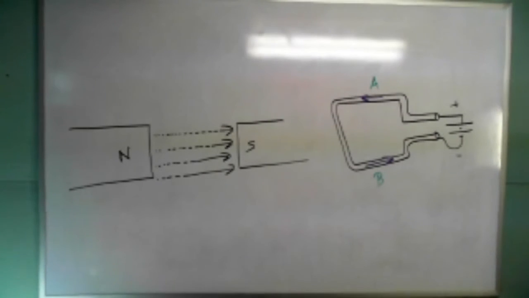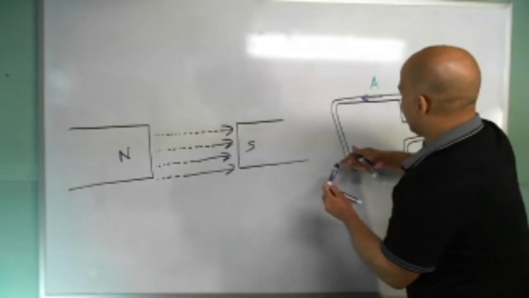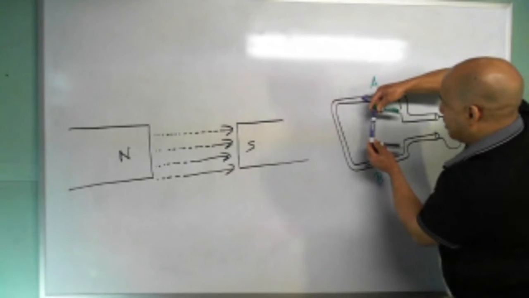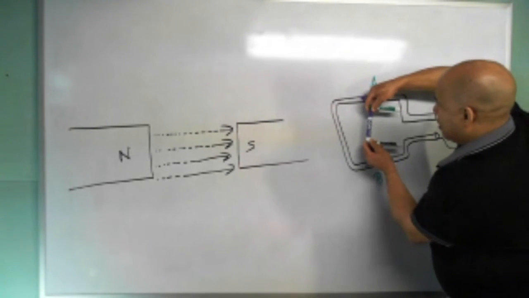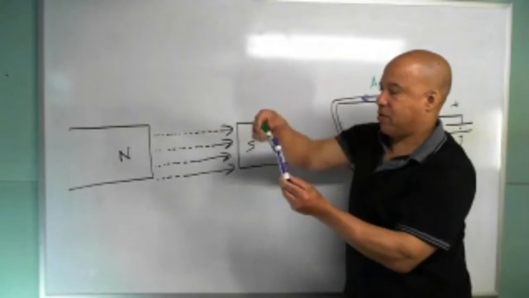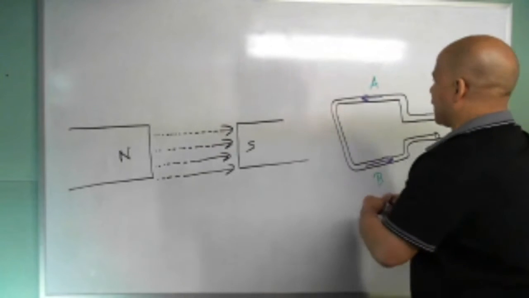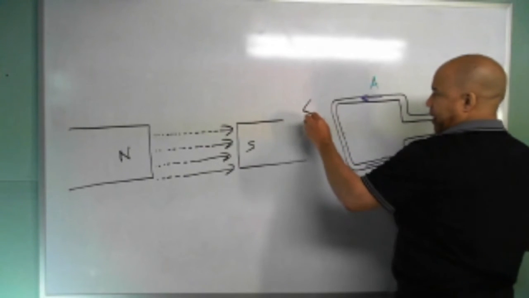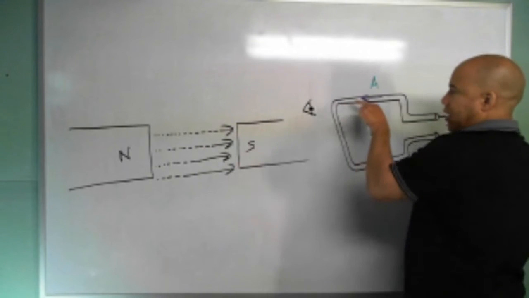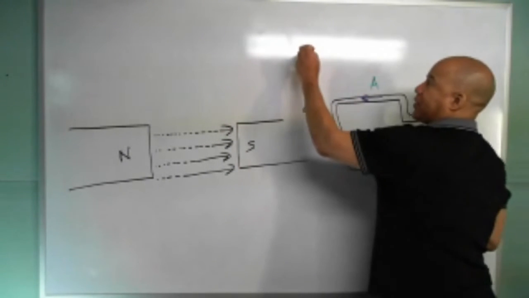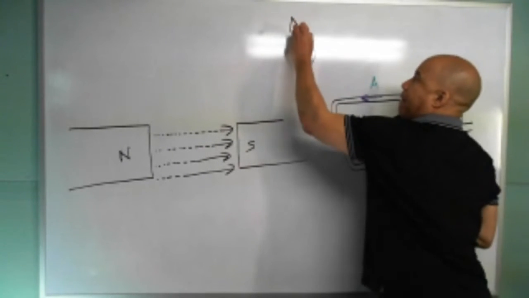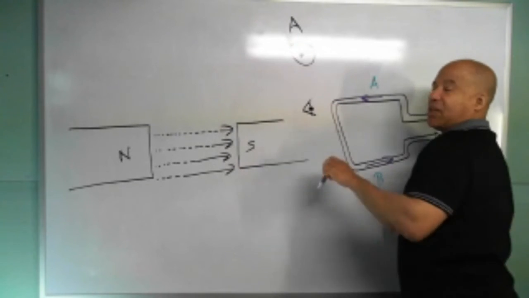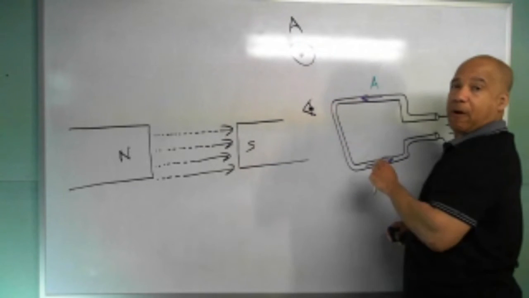So if I take my coil and turn it around like this, now if you're looking at conductor A, what you see is current coming toward you. In conductor A, current is coming toward your eyeball. You'll see the tip of the arrow, the tip of that arrow.